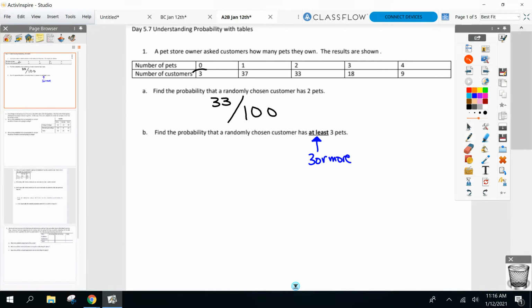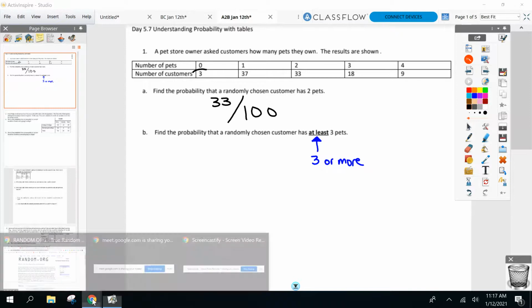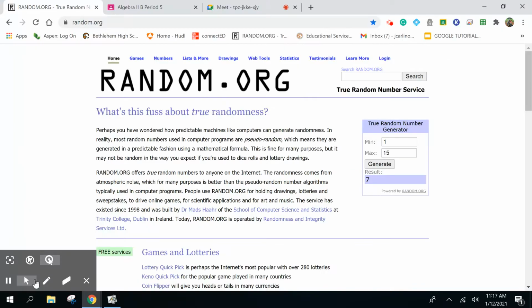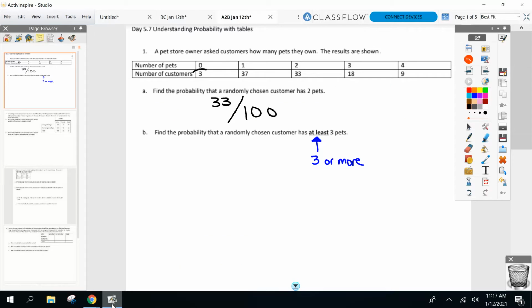So I'm not just going to take one number here. I'm going to have to take a few of them. At least means 3 or more. So just don't take one number, take a couple of them. So how many customers do I have that own 3 or more here? Hunter, how many own 3 or more? 27. There we go, 27 out of the 100 Will just gave us from the last problem.